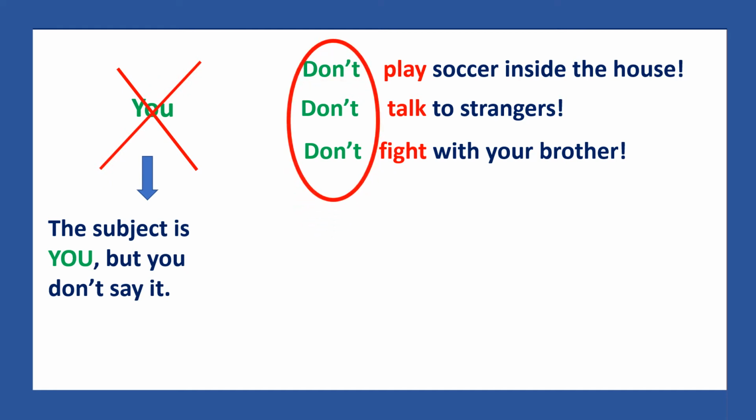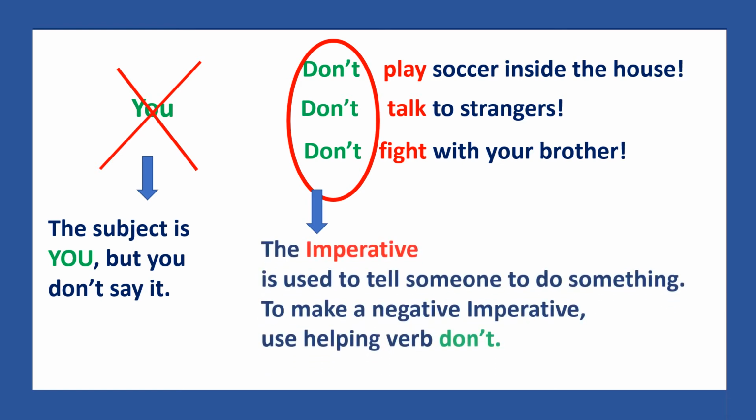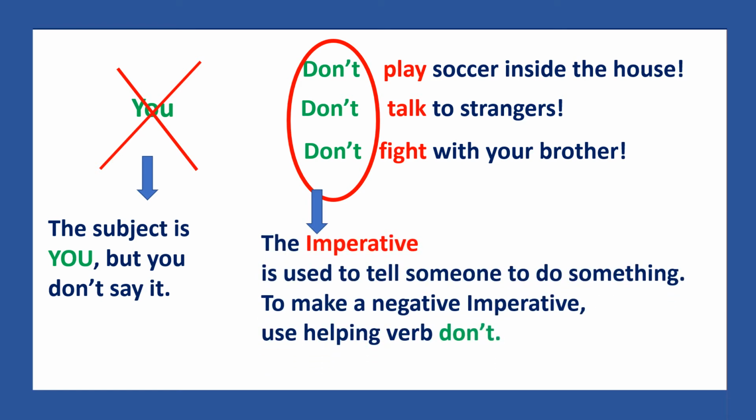But now let's look at the first word of these sentences. Don't. You have seen this word before. Where have you seen it? That's right, when you're making the negative. I like summer. I don't like winter. So when you make the negative, you have the helping verb don't. But also, when you want to make the negative of the imperative, when you want to tell someone not to do something, you use the helping verb don't.